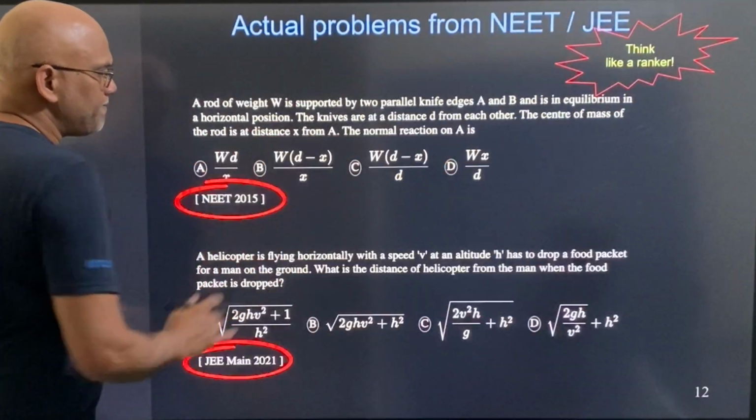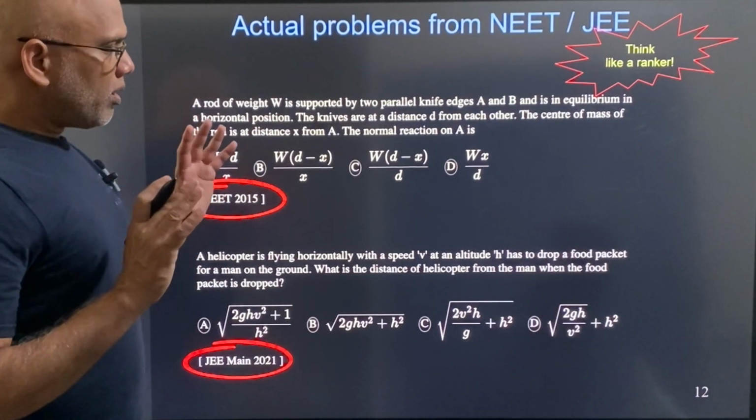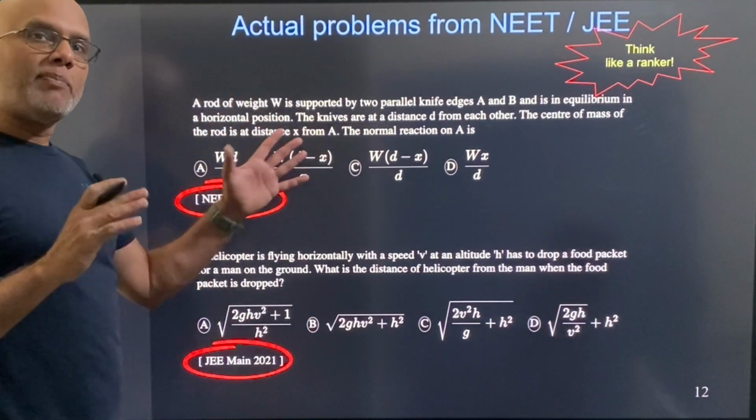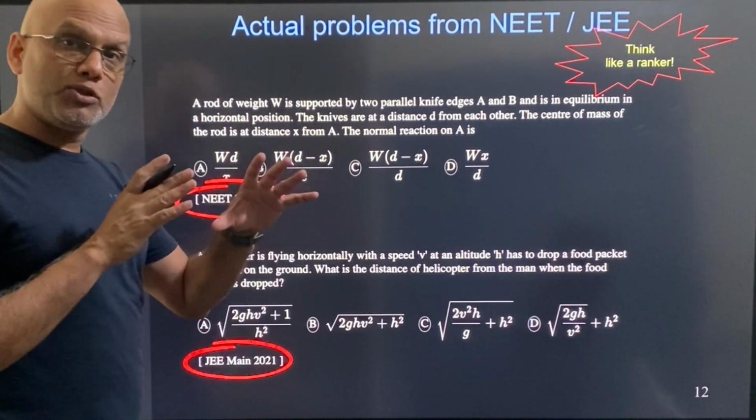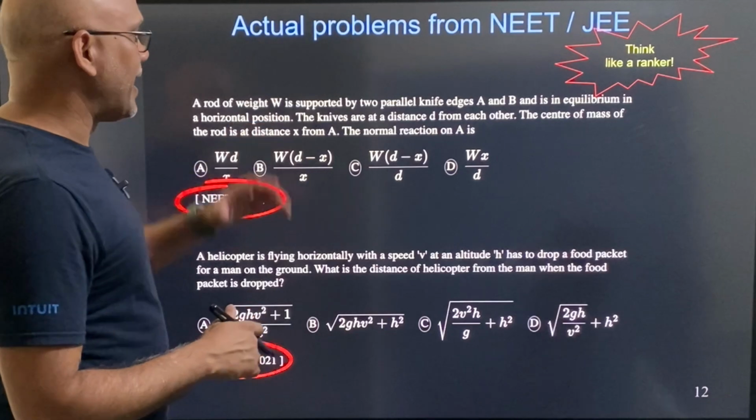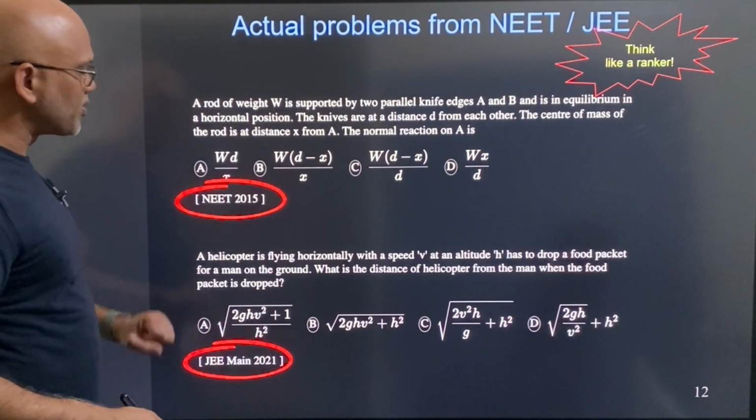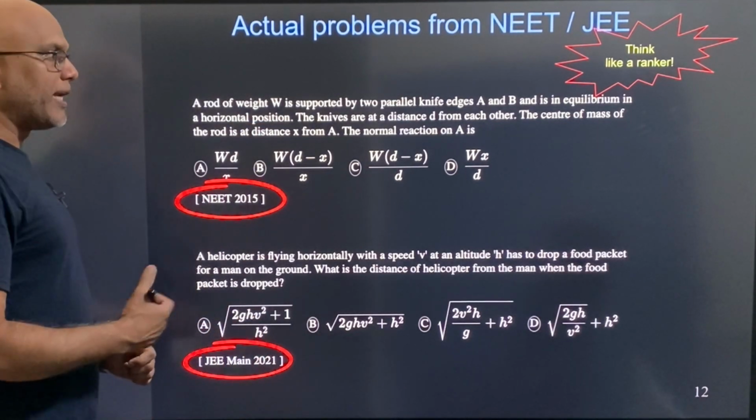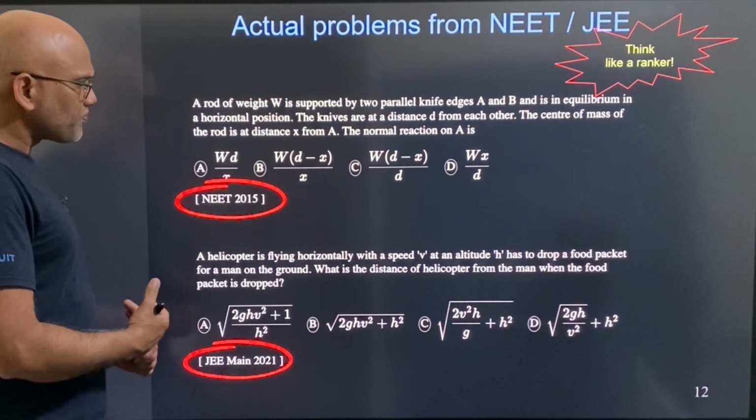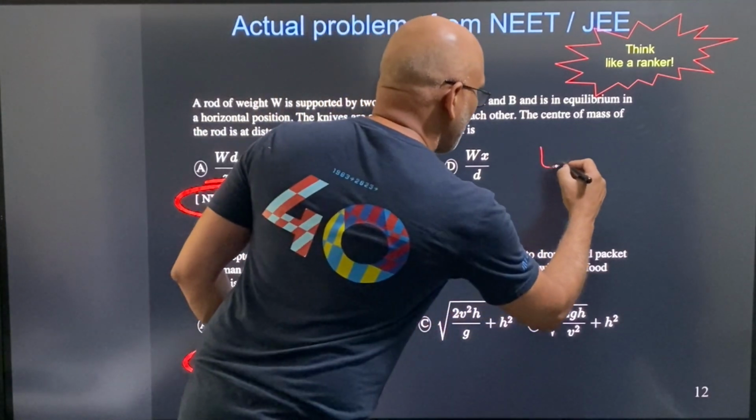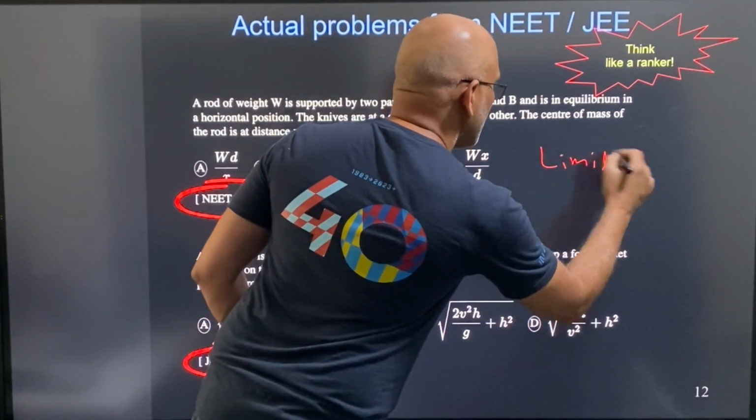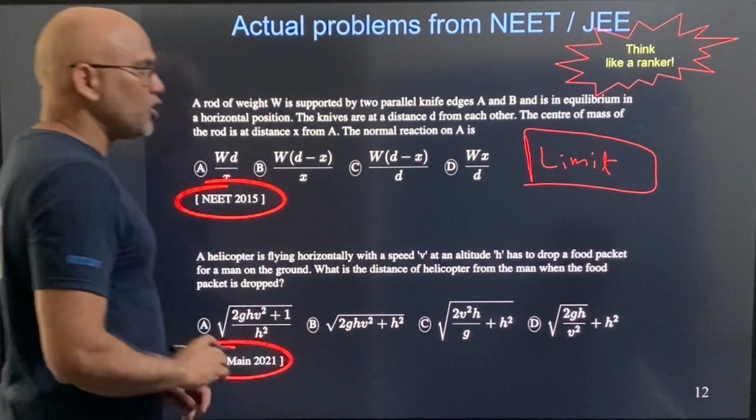All right. So that is not a one-off problem. I didn't just make up that problem. Actually, problems like that do appear in NEET and JEE. These are actual problems from those entrance exams. If you look at the first problem, this one you can simply solve using the limit technique. That's it. You don't need anything else.